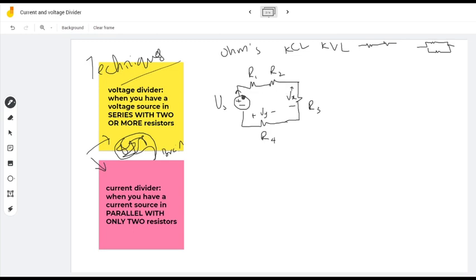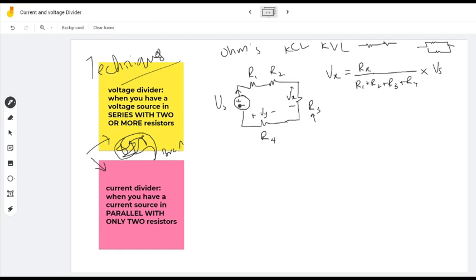So if I put here Vx, okay, so by voltage divider, Vx is equal to its resistor, which is Rx, over the total resistor, what is it? It's R1, R2, R3, R4, the ones that are in series with it. R1 plus R2 plus R3 plus R4, and then multiply by Vs. Okay. Now, how about if the question asks for Vy?